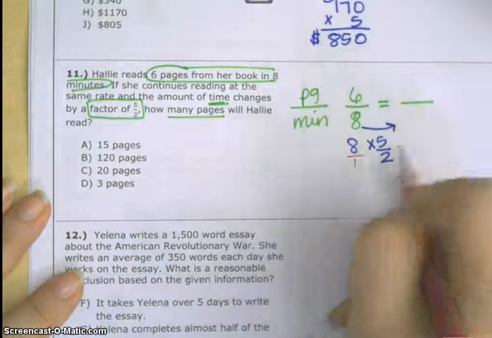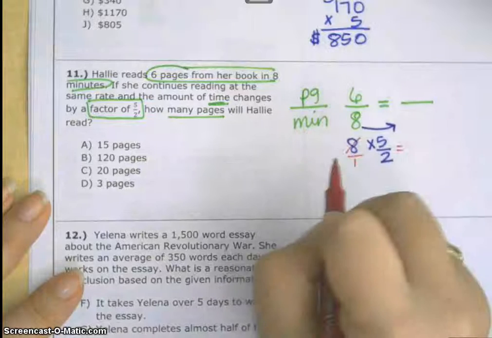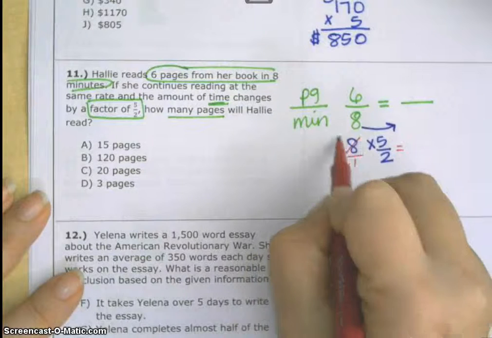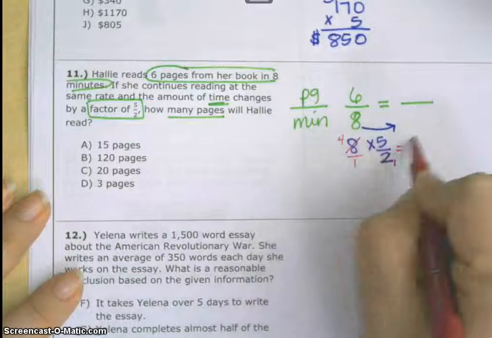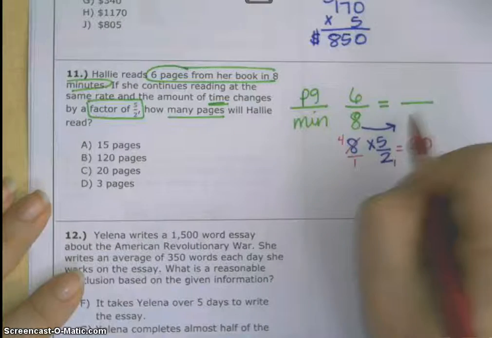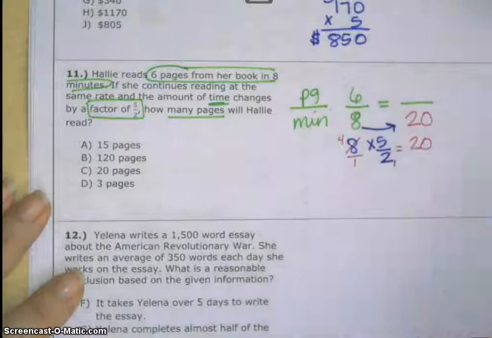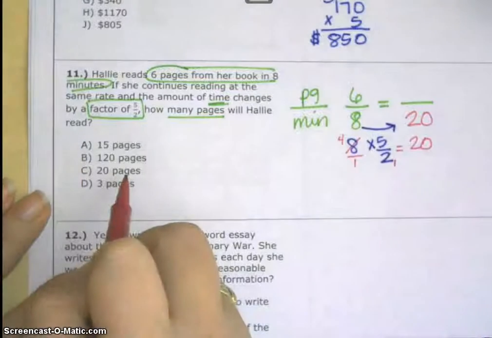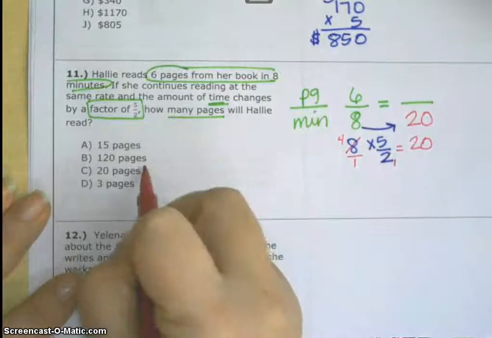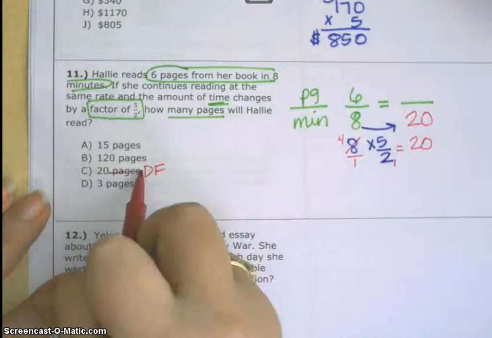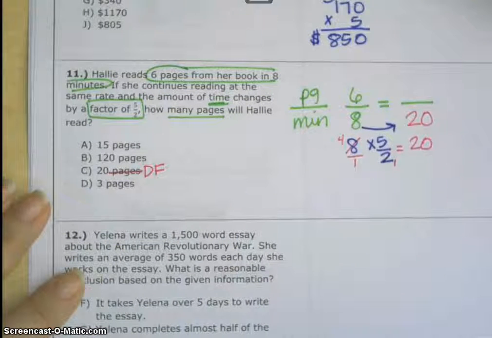So 8/1. I'm going to cross simplify to make it easier for myself. 2 goes in here 4. 2 goes in here once. 4 times 5 is 20. Okay? So I'm going to put 20. Oh, so I'm going to go over here and select 20. Oh, no, no, no, no. That's 20 minutes. This is our distractor factor. Because that's 20 minutes, not 20 pages.